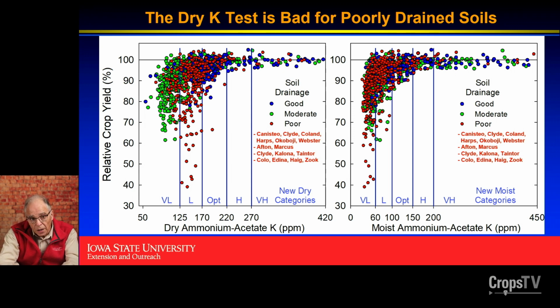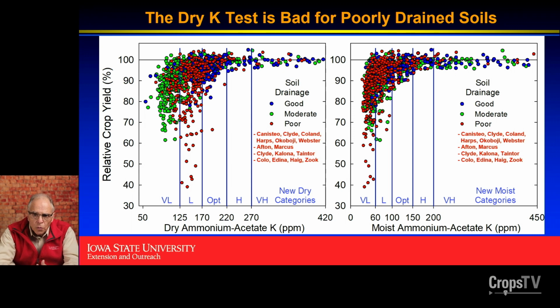The highest response should be in the very low. So people that use the dry test in these soils, they are screwing up, okay? Because they say that it's low, so they apply according to that, but it's not low. It's actually very low. And we can see that with the moist test on the right, you see all these points for these soils are in the very low. That's where they should be.